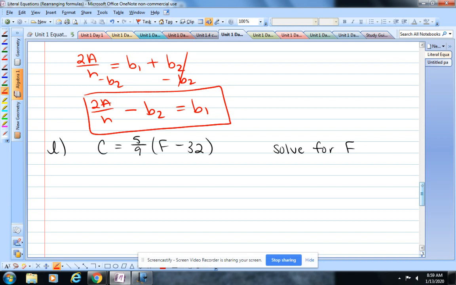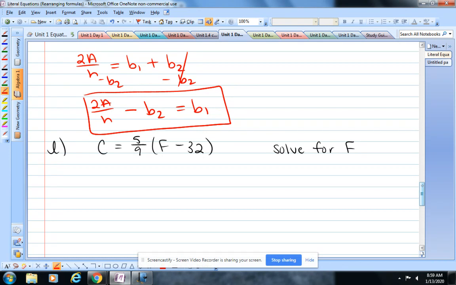Celsius versus Fahrenheit. It's converting degrees Fahrenheit to degrees Celsius. So right now, it's written in terms of Celsius. If you know the Fahrenheit degree, you'd plug that in for F, and then you could crank out this formula and get Celsius.